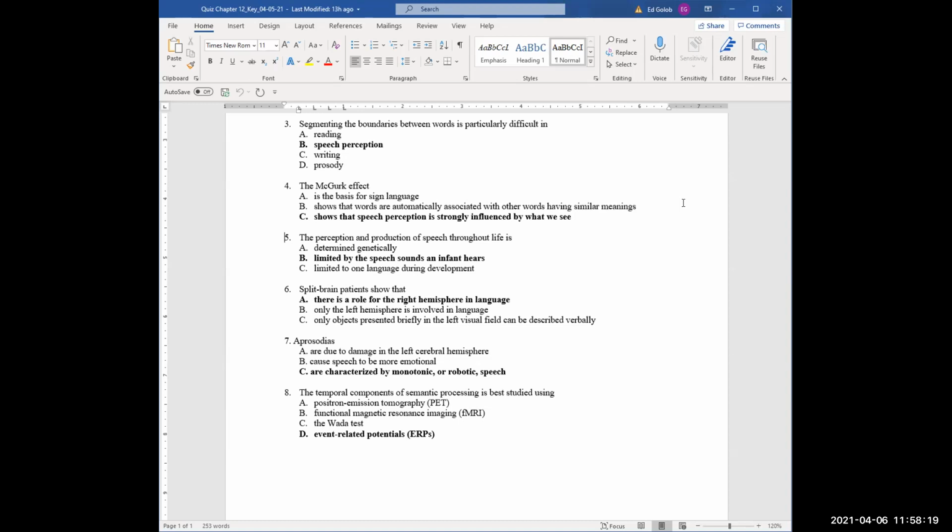So for some people, language really is strongly localized to the left, but not everybody. In the split brain patients, even under these artificial situations where information is only limited to the right hemisphere, some of them can recognize speech, so they have just very rudimentary speech, not very complicated, but a little bit. So let's see, for 6B, it doesn't show that only the left hemisphere is involved in language. The point I just made shows that that's not correct, even though it's dominant in most people. And for C, only objects presented briefly in the left visual field can be described verbally. No, you make it easier if you present them longer. So for 6, you wanted to go with A.